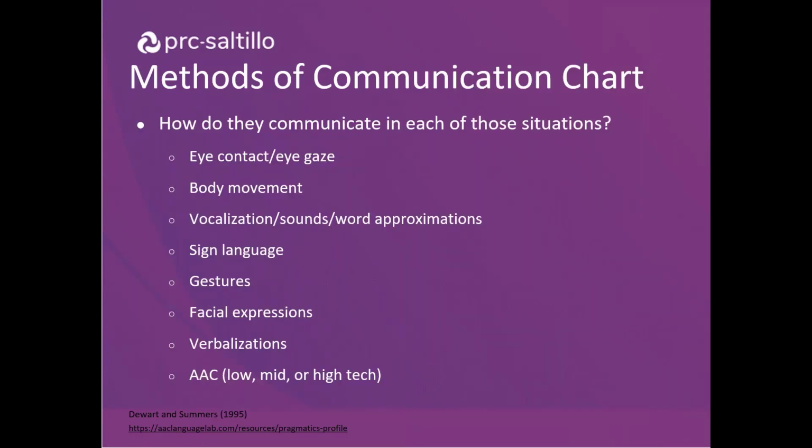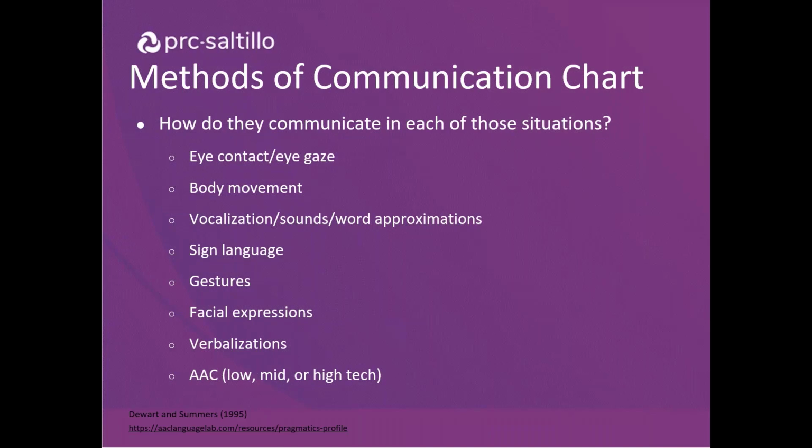Another way that they allow you to summarize the information is using this methods of communication chart. This lists out all the sections from the Pragmatic Profile, but then it asks you to rate how they communicate these things and if they're understood only by familiar communication partners or by everyone. It's a great reminder that we can accept multiple modes of communication in different settings and determine when some no-tech options might meet their needs.